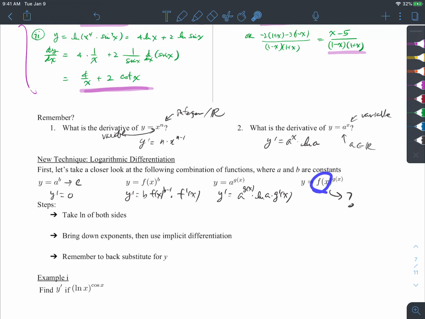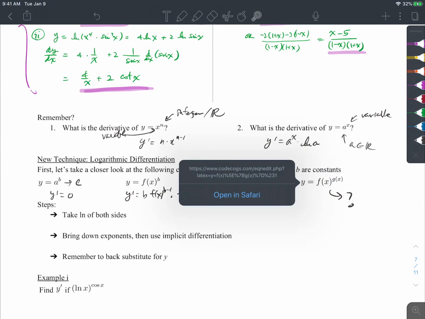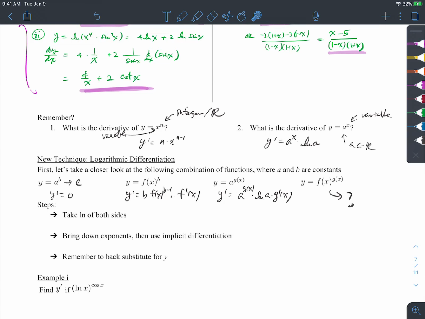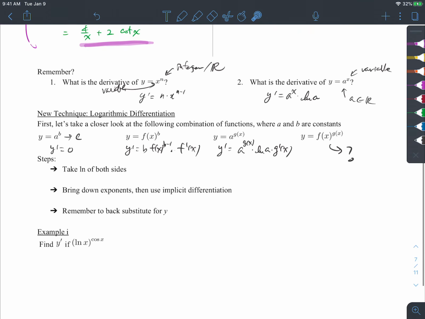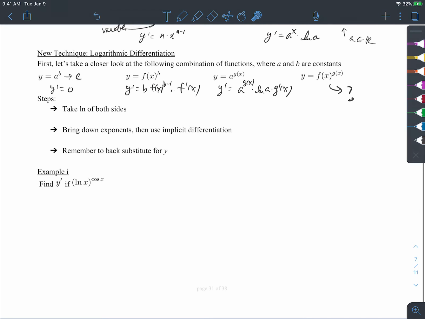We have a variable to a variable, or you could say a function raised to a function. In those particular cases, what we're going to do is take ln on both sides, and then one of the best properties of the ln is that you could bring the exponent down to the front. Then we're going to use implicit differentiation, and then we'll remember to substitute the y back. Okay, let's try this, shall we?